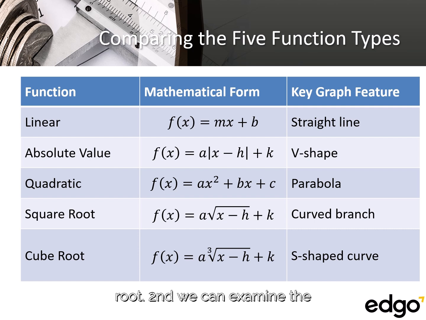Second, we can examine the graph. Straight line, linear. V-shape, absolute value. Parabola, quadratic. Curved branch with an endpoint, square root. S-shaped curve, cube root. So if you are given an equation, look for its mathematical structure. If you are given a graph, look for its characteristic shape. And if you are given both, use one to confirm the other.